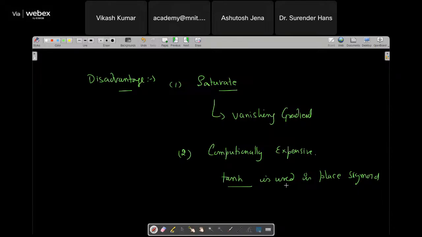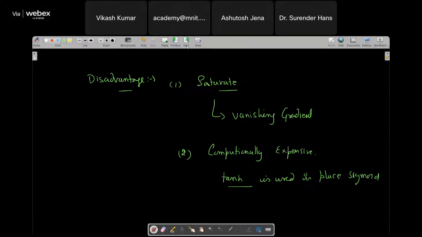So I hope this tanh hyperbolic, its advantage and disadvantage, is clear to you. Training time is faster because of the zero center, there is a vanishing gradient because of the saturating activation function, and it is computationally expensive. But this tanh we can use in the hidden layer.